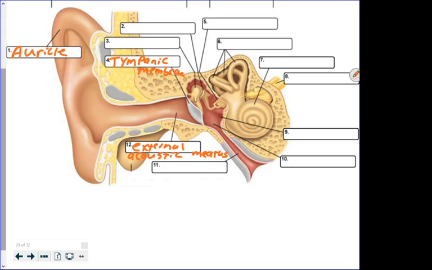And then we have the bones of our ear. Do you guys remember what they are? Yep. So I believe this is the malleus. The hammer, the anvil, and then the stirrup. So malleus. Hammer. Incus. Anvil. And then stirrup. Stapes.